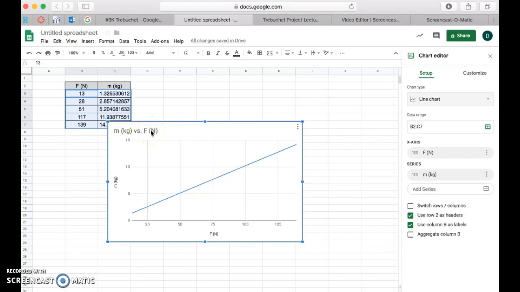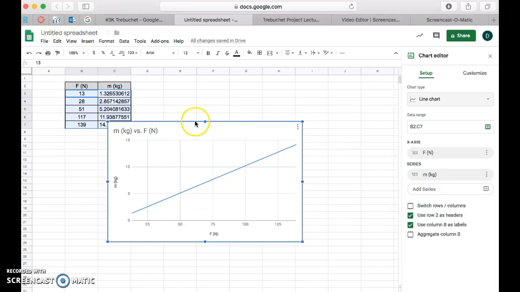And what's really cool about Google Sheets that Excel doesn't do is that it automatically gave this graph a title, the mass versus the force, which makes sense. That's a good title. It labeled your y-axis with your mass and your x-axis with force. So look at how nice this is. On the bottom here, this is your force, 25 newtons, 50 newtons, 75 newtons. And then up along here, your mass, 5, 10, 15 kilograms. Pretty nice, right? And a lot easier than doing this by hand.